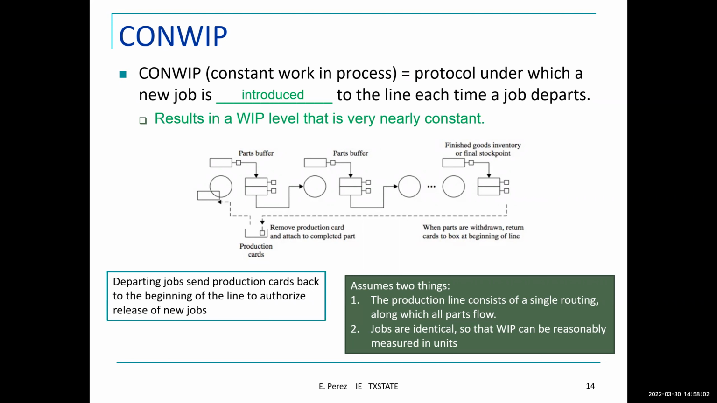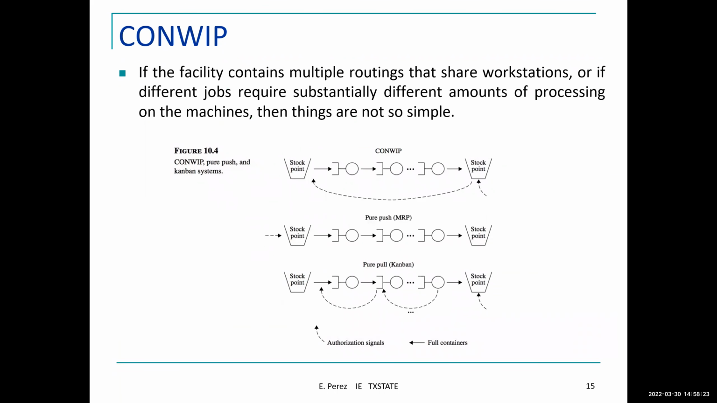So departing jobs send production cards back to the beginning of the line to authorize the release of new jobs. So this is what it's saying here. Once you have the finished goods, you put that card back at the beginning of the line, and you can start the process again. If the facility contains multiple routings that share some workstations, or if different jobs require substantially different amounts of processing on the machines, then things are not so simple.